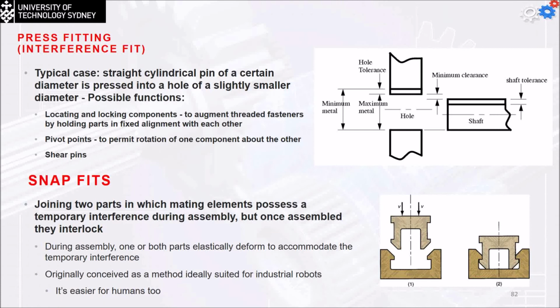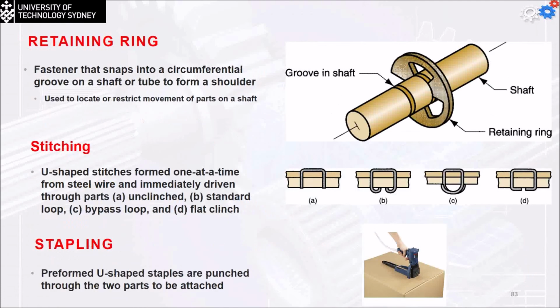We can use the retaining ring. If I'm going to have a groove in the shaft, I can use the retaining ring to stop the material from moving along the shaft. I can use stitching by using wires, and I can use stapling, which is something similar to stitching, but it's done in one process.